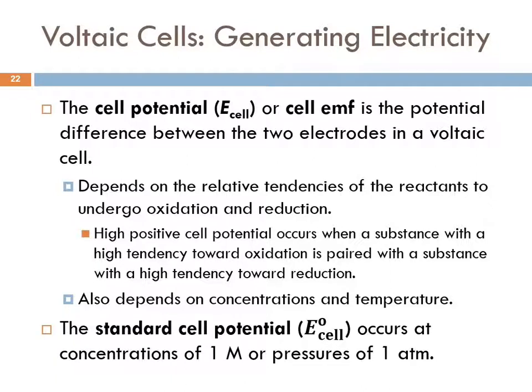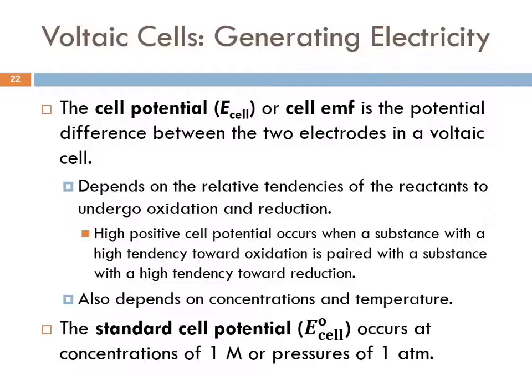So the cell potential, which is abbreviated E cell, or sometimes called the cell EMF, is the potential difference between the two electrodes in a voltaic cell. It's going to depend on the relative tendencies of the reactants to undergo oxidation and reduction. You'll get a real high positive cell potential if you've got something that has a high tendency towards reduction paired with something that has a high tendency towards oxidation. So you've got something that really wants to get electrons, paired with something that really wants to give electrons up. Things are going to go really, really smoothly.